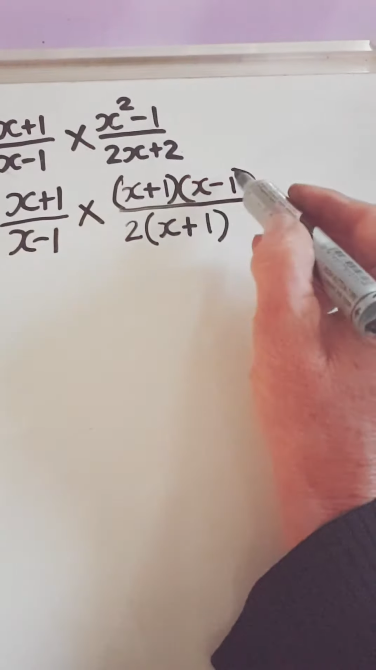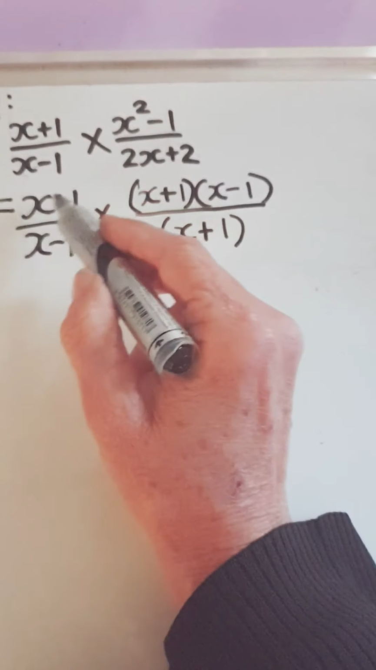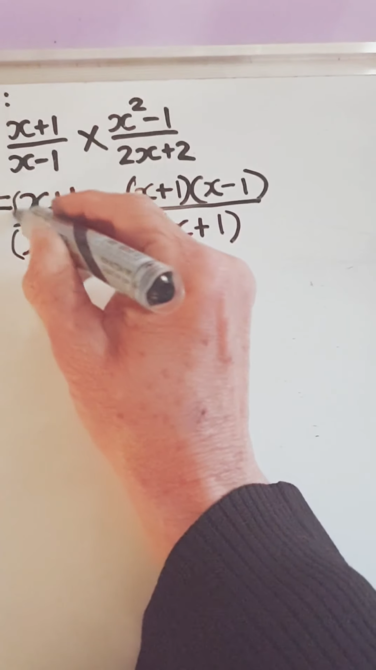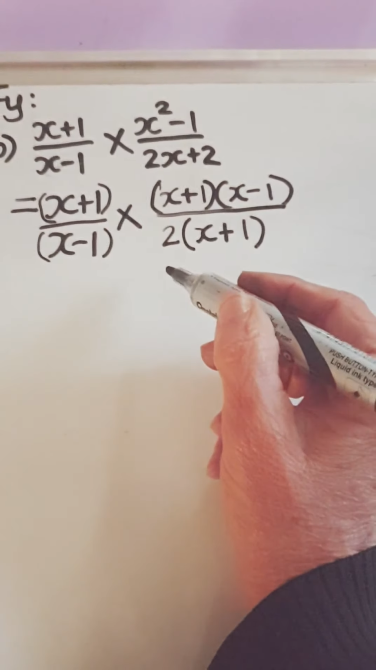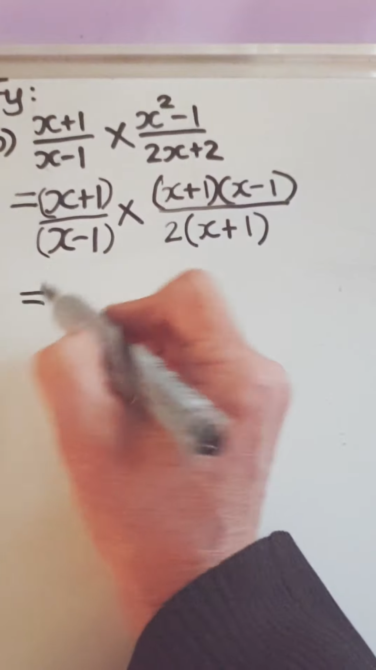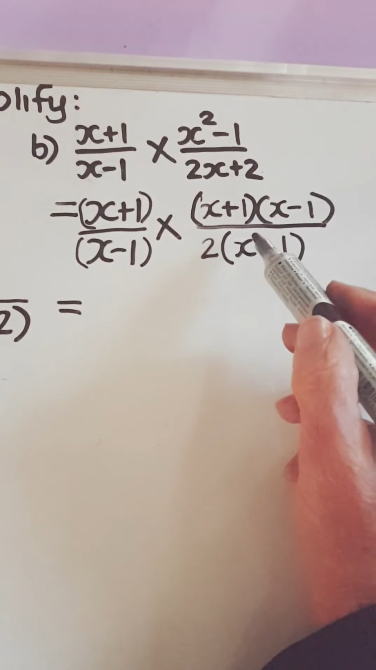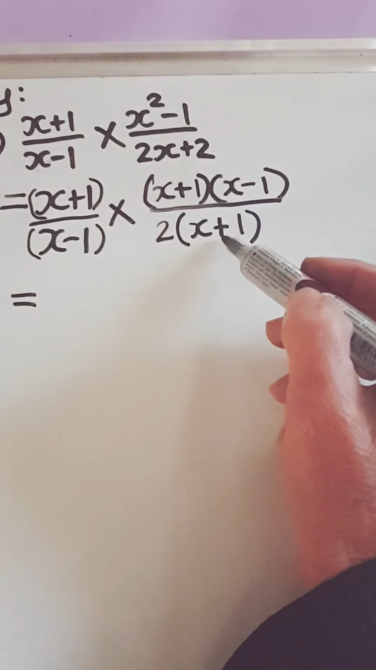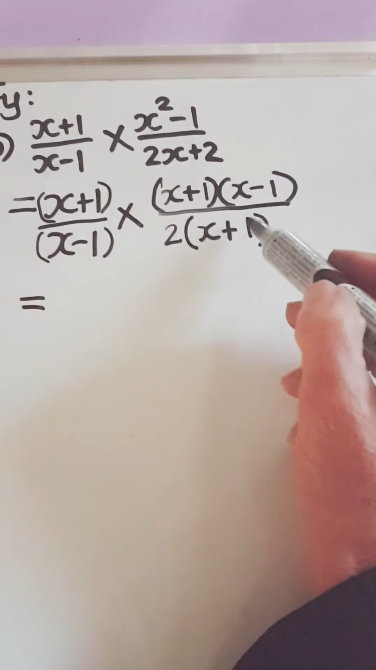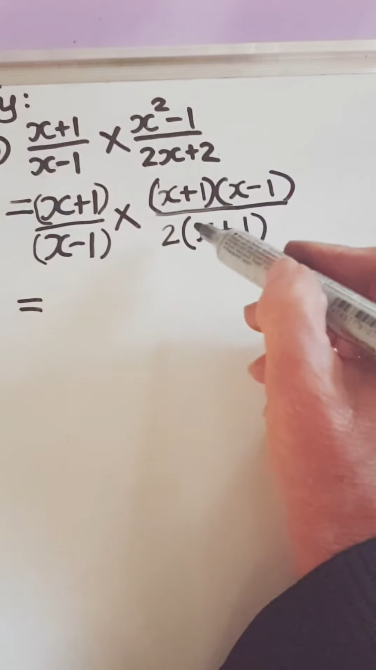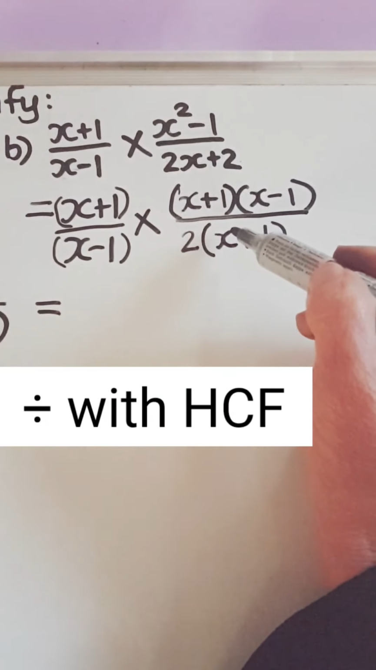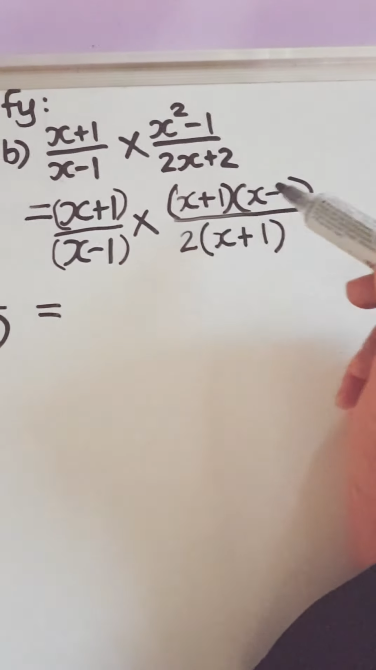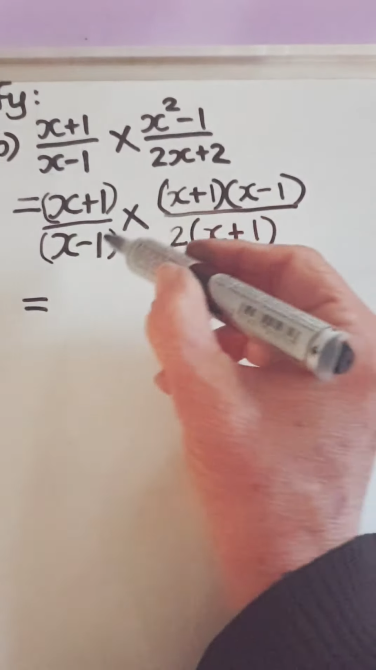So now I've got 1 term over 1 term times 1 term over 1 term. And let's put this in brackets because they form separate numbers. So, rules of multiplication with fractions means numerator times numerator, denominator times denominator, or I can simplify if I divide with the highest common factor above and under the line. So do you see highest common factors here?